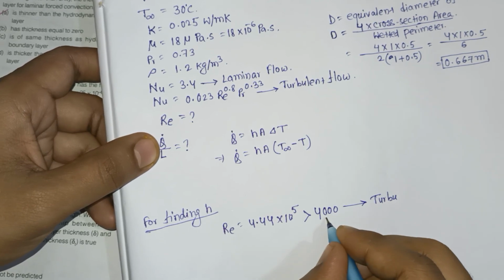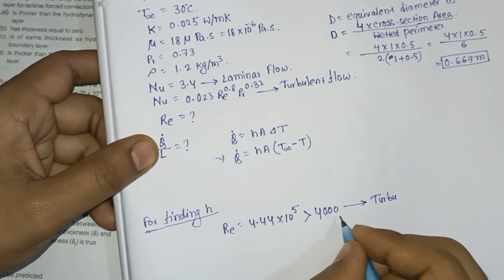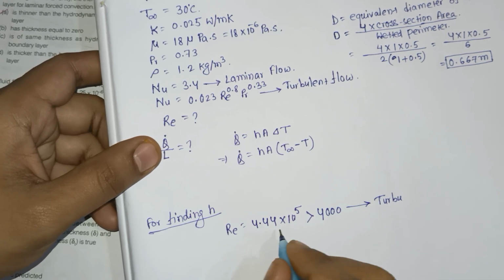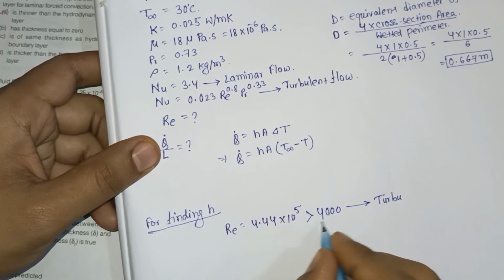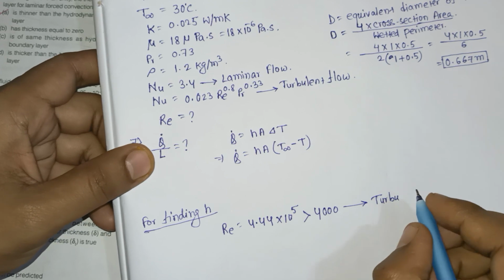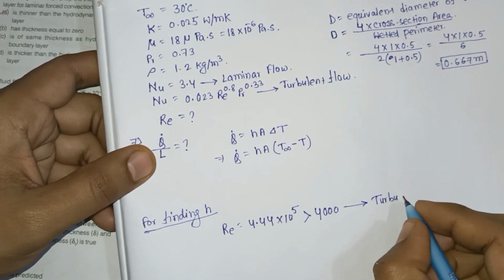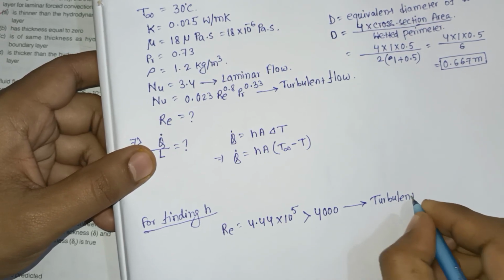This is the critical Reynolds number. 4000 is the critical Reynolds number. So this calculated Reynolds number is greater than 4000. That's why this is turbulent flow.